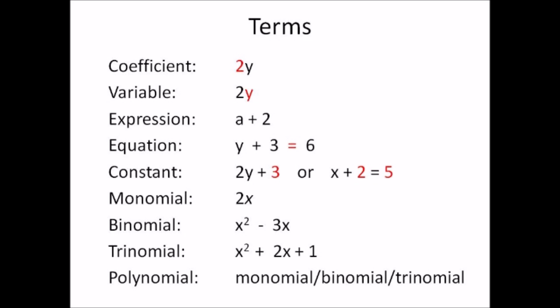And then the monomial is one term. The binomial is two terms. The trinomial is three terms. The polynomial would be any of those. A monomial, a binomial, or a trinomial would constitute a polynomial. Okay. So those are the terms you need to be familiar with if you're dealing with algebra, Grade 7. Here we go.